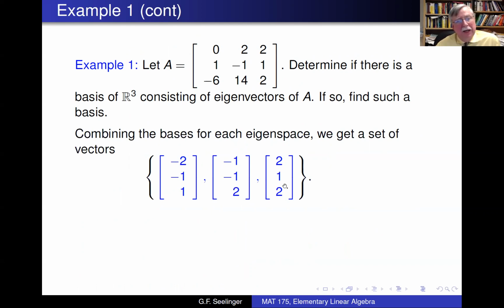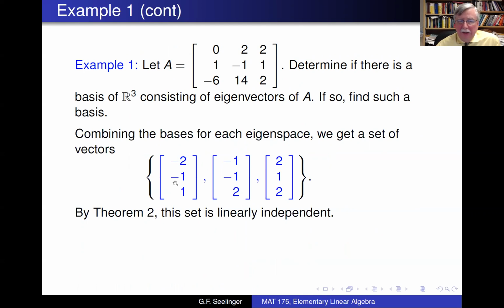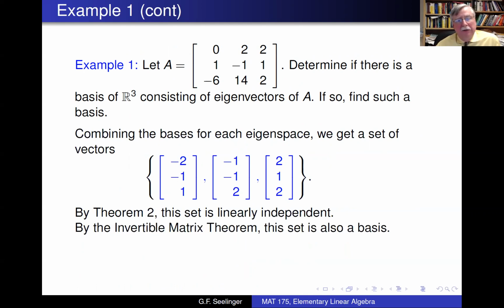And so we have 3 eigenvectors. Each one has a different eigenvalue. So by our theorem, theorem 2, this set is linearly independent. By the invertible matrix theorem, this set is also a basis. And remember, when we did the invertible matrix theorem, we didn't have bases. It just says that any linearly independent set of 3 vectors in R3 also generates, and so it's a basis.